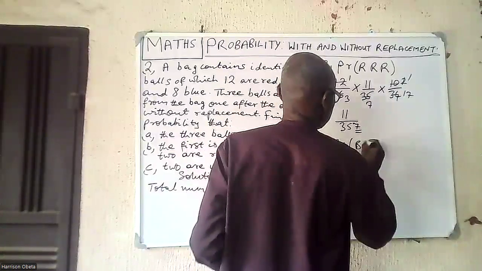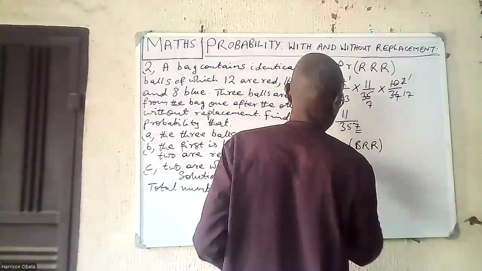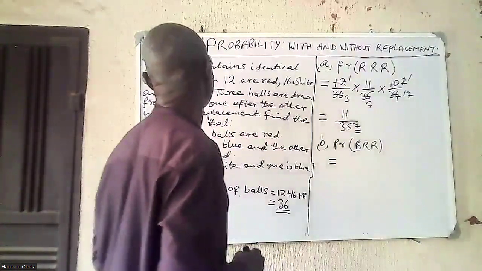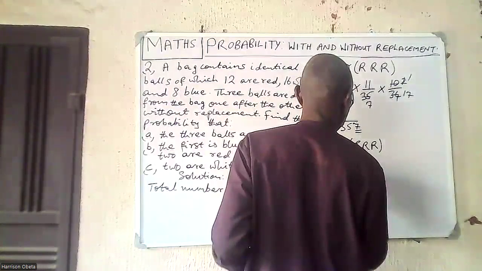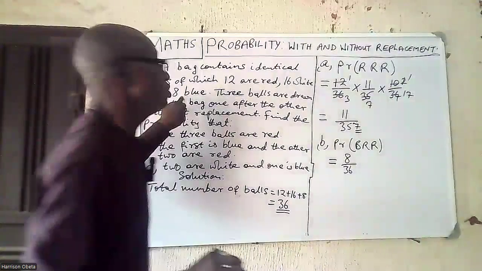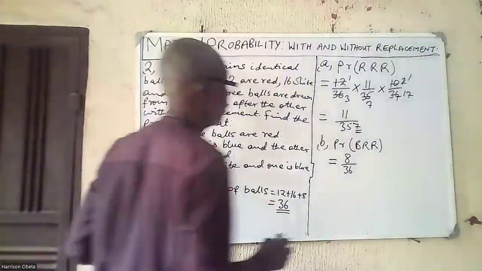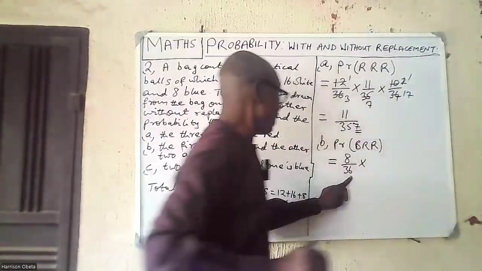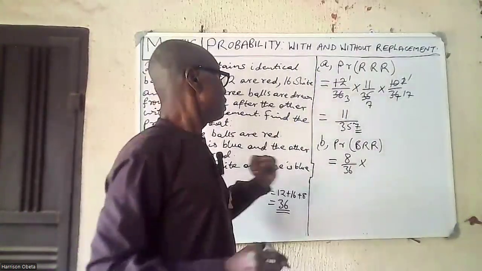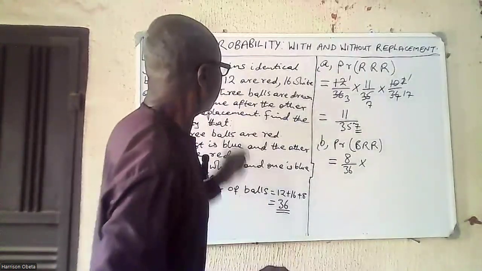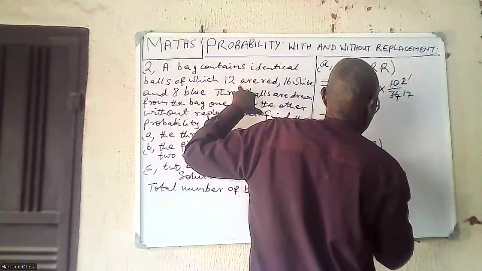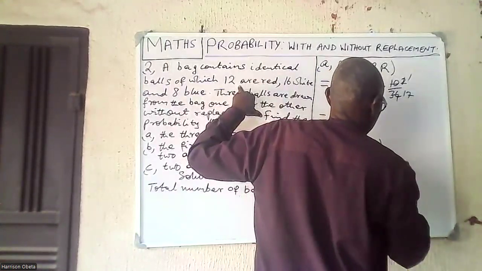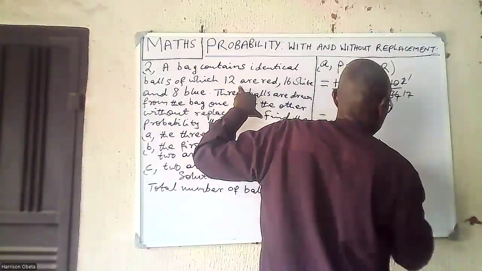That means we are looking for the probability of picking blue, red, red. The probability of picking the first blue is 8 over 36 because we have 8 blue. Then the total number has now decreased by 1, so the probability of picking the first red will now be 12 over 35, times 11 over 34.